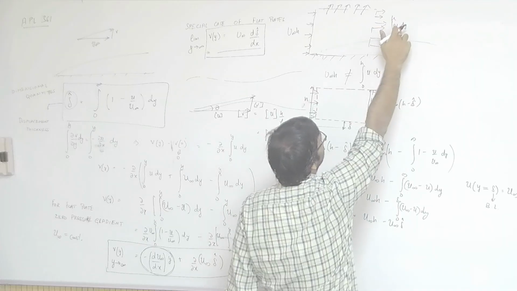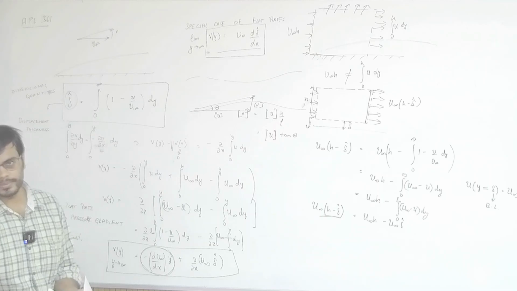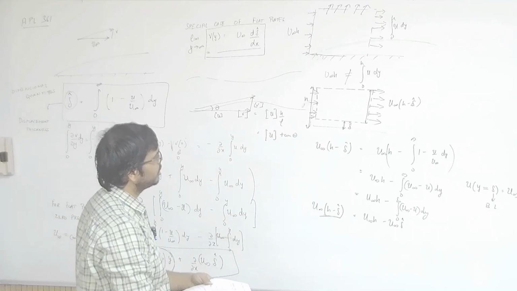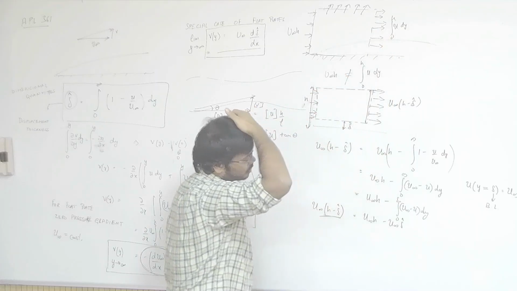So this integral of u dy, you can show, is equal to this. So this you can show is going to be the integral of q dy from 0 to h.